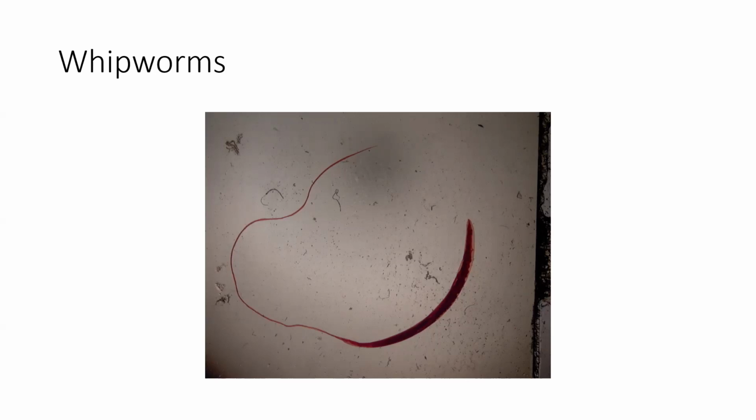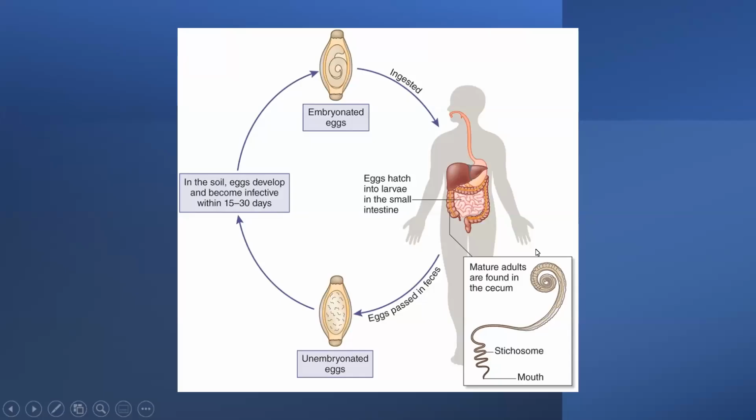So here's another one we've got. This is a whipworm, and you can see it's got this long kind of whip-like tail. And here, same basic story. Eggs are passed in the feces. They're going to develop in the soil, and if they are embryonated, so the worm is basically in the egg and just hasn't hatched yet, and you ingest it, then you end up getting infection.